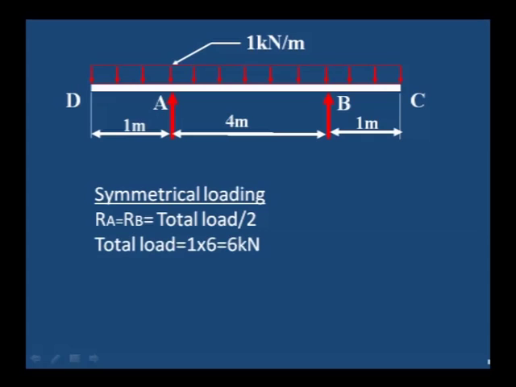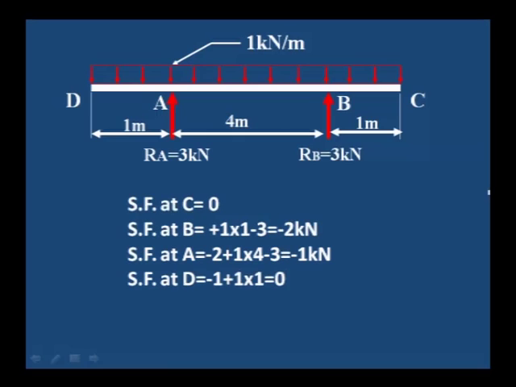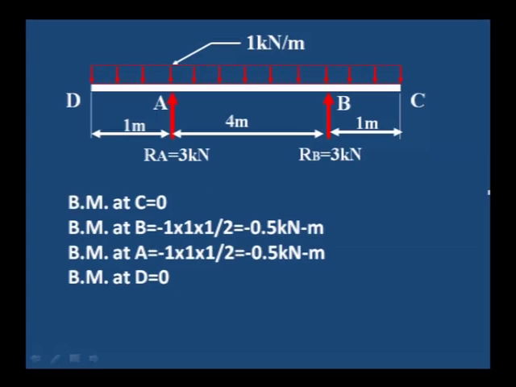I am not going to discuss this in detail, I will just show you if it is a double overhanging beam with a uniformly distributed load throughout its length. It is a symmetrical loading. Just determine RA and RB; RA is the same as RB, and we can take the moment, or just divide the total load. Then calculate the shear force at the various points. Then calculate the bending moment.